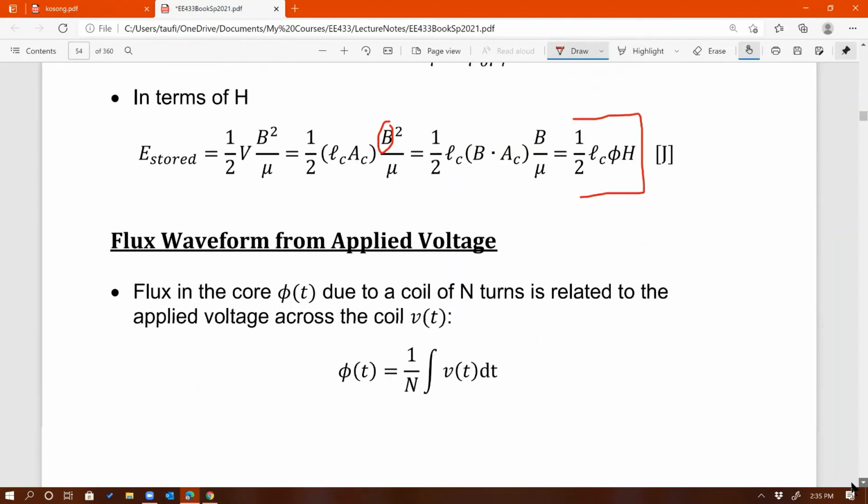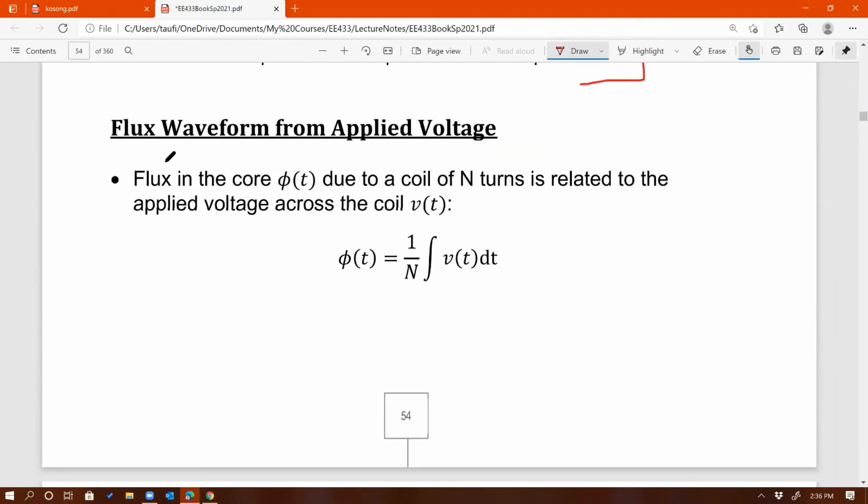All right. Okay, flux waveform from applied voltage. Now, the flux in the core, phi of t, due to a coil of n turns is related to the applied voltage across the coil v of t by this equation right there.